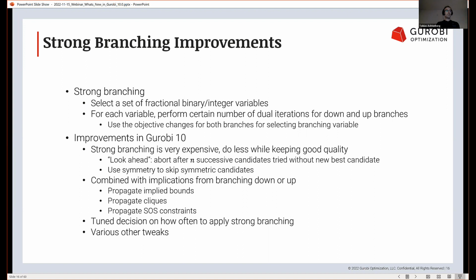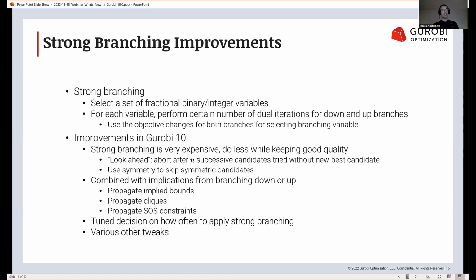And now for Gurobi 10, what we have improved is we try to make that a little bit less expensive, so that we, in the end, can apply more strong branching because each individual one is less expensive. So how do we do that? One thing is the look-ahead strategy. We have now also implemented that, which is in other solvers as well. So when you have a list of, let's say, 100 candidates, you would apply the strong branching one after the other.